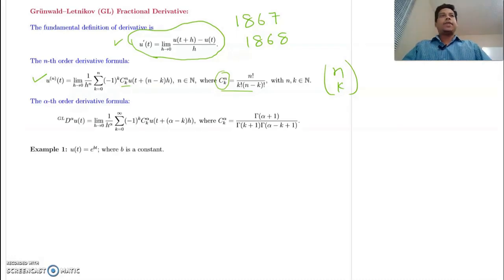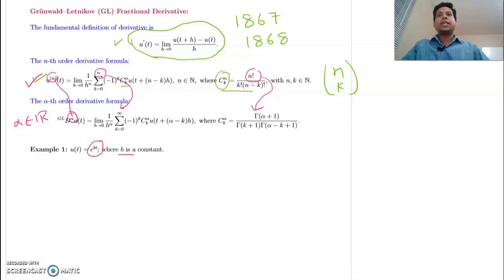Now the GL definition of fractional order derivative is a generalization of this nth order derivative by replacing n by this alpha, where alpha is a real number, it could be a fraction, and the finite sum is replaced by an infinite sum, and this factorial is replaced by the gamma function, what we talked about in the first lecture.